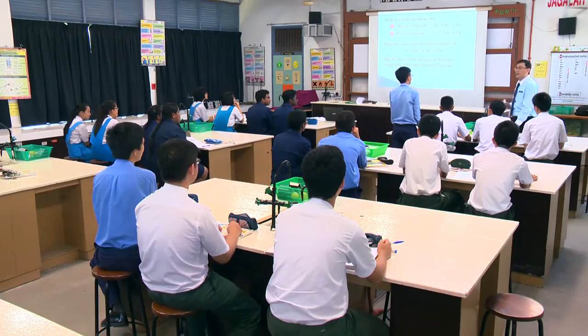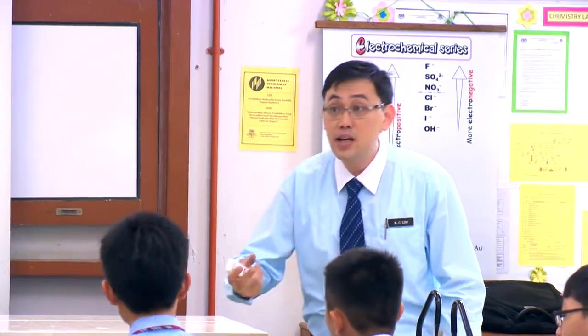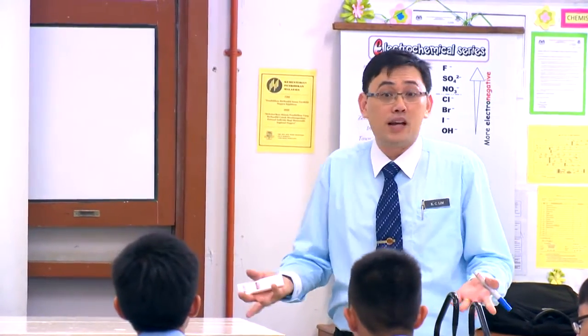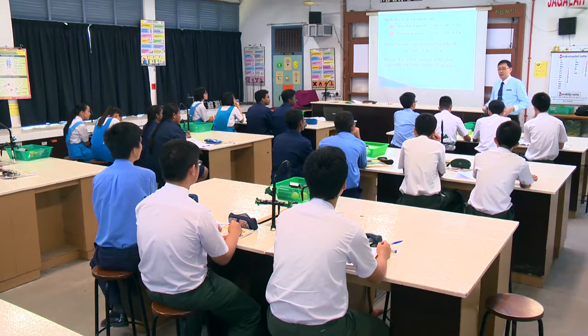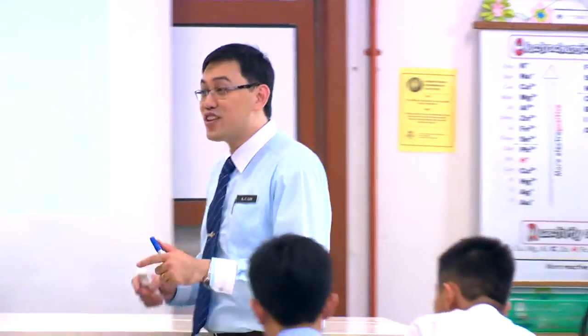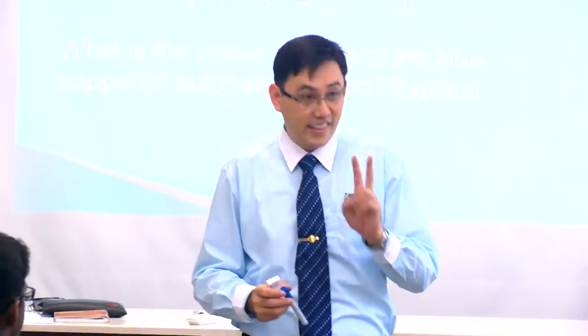What is the color change of the blue copper 2 sulfate solution? Wilson? Blue solution turns paler. Correct, blue solution will turn paler. If you ask me, sir, why does it turn paler? Or maybe, Melvin, can you help me? Why does the solution turn paler? Because the concentration of copper 2 ion decreases. Correct, because the concentration of copper 2 ion decreases.